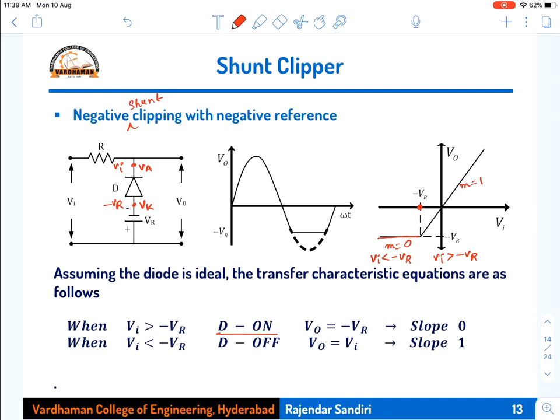Sorry, this is Vk, and this is Va. So Vk is Vi, and Va is minus Vr. So here what we are saying, for the diode to be on, Va should be greater than Vk. That is nothing but minus Vr should be greater than Vi, or otherwise Vi should be less than minus Vr.